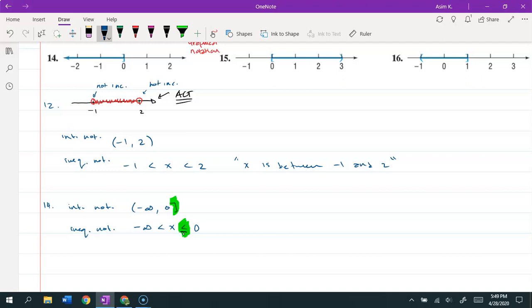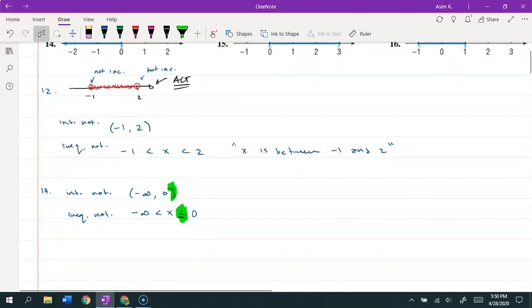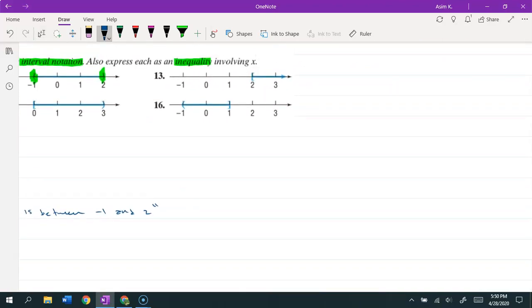Then if you were to have something that was going towards positive infinity, you'll see that eventually, I think, when you do your homework, possibly. Let's take a look at number 16.